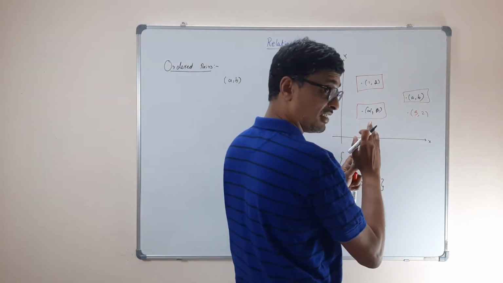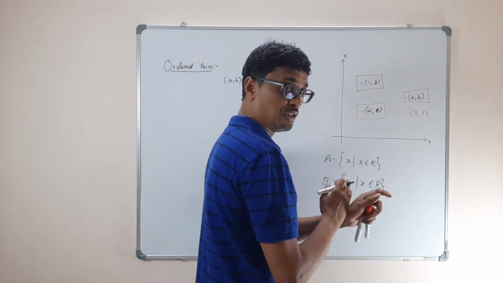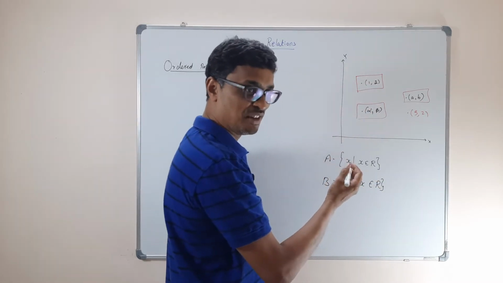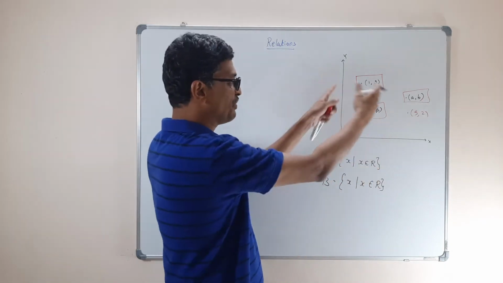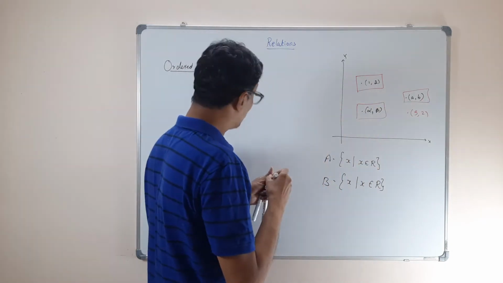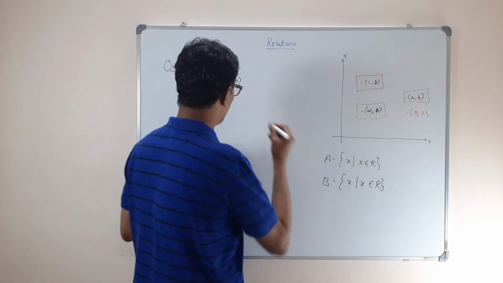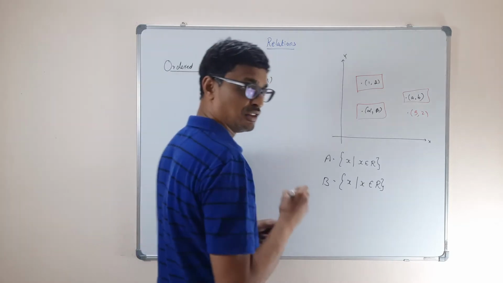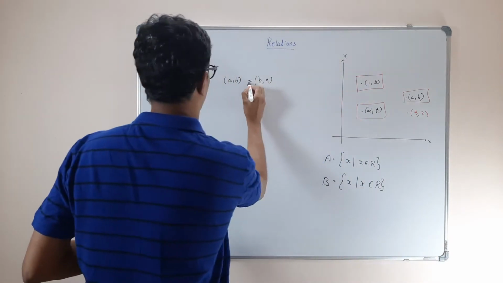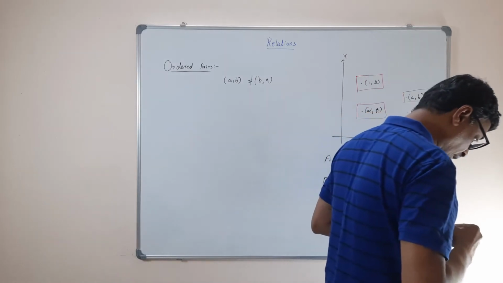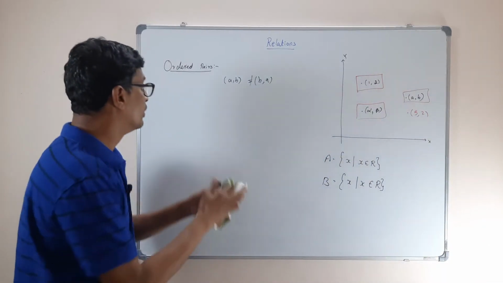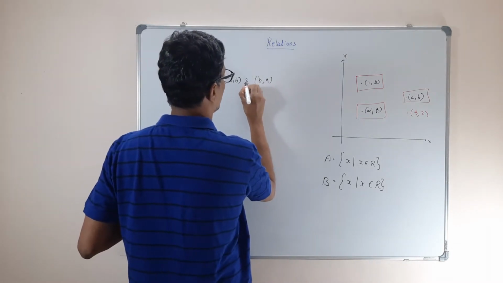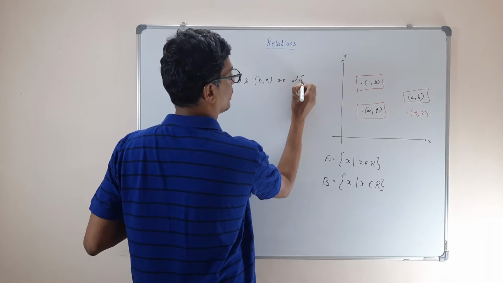And not just that, you can't reverse it either. They won't be the same. For example, (1, 2) and (2, 1): will they be the same? No. It's a different point. It is very evident from the graph. The order is also important, such that (a, b) is not equal to (b, a). They are different.